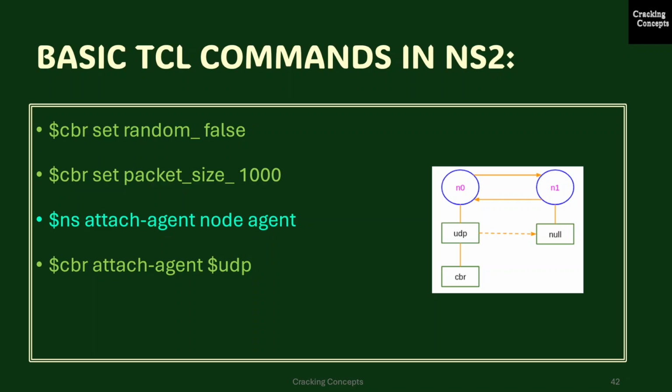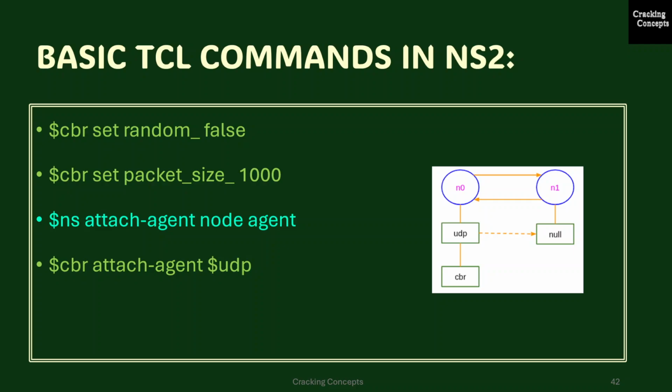Next, with the help of command $CBR set random_ false, we can set random noise in CBR traffic. We can keep the noise off by setting it to false, or we can set the noise on by the command $CBR set random_ 1. We can set packet size by using the command $CBR set packetSize_ 1000. Packet size is specified in bytes.